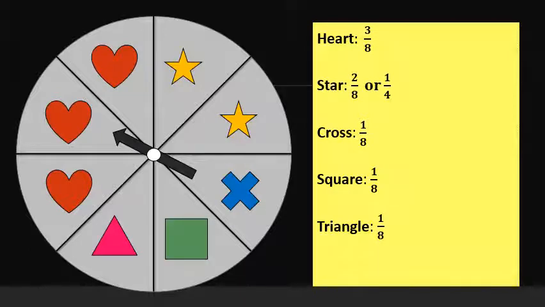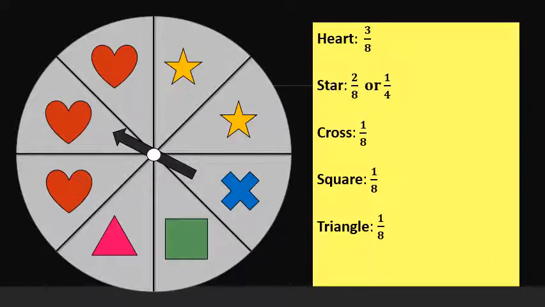Now, another chance experiment you can run is a spinning wheel. Assuming you're spinning it correctly with the same amount of force, and it's completely random, it's not rigged. Here we've got 8 different outcomes because I can see that the spinning wheel has been split into 8s. 3 of those are hearts, 2 of them are stars, 1 cross, 1 square, 1 triangle. So I can represent my probabilities as fractions.